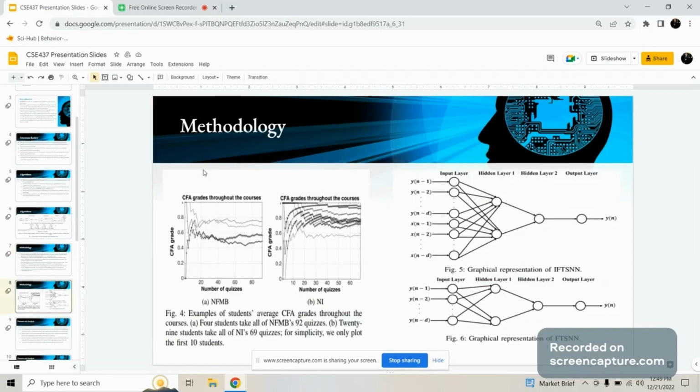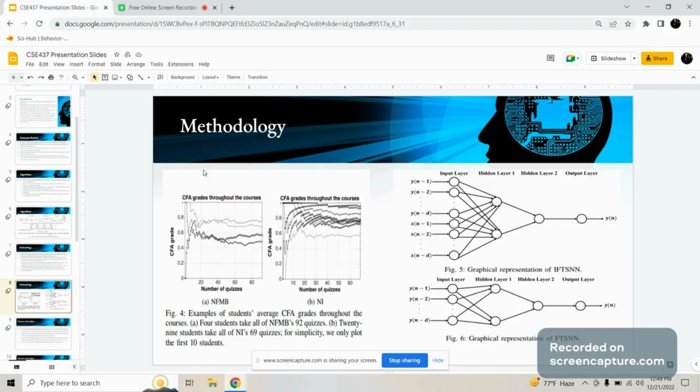As you can see from figure 4, these are examples of students' average CFA grades throughout the courses. For students who have taken all of the 92 quizzes, their predictions and graph chart are shown on the left, and 29 students who have taken only 69 quizzes, for simplicity. Among them, only the first 10 students were plotted against the number of quizzes for the CFA grades. As you can see, there are significant changes when the data is less compared to when there is more data in the data set. From the graph chart, this is very much visible.